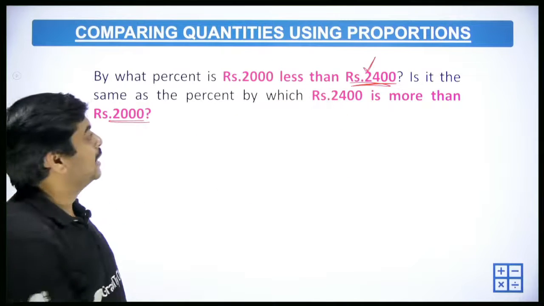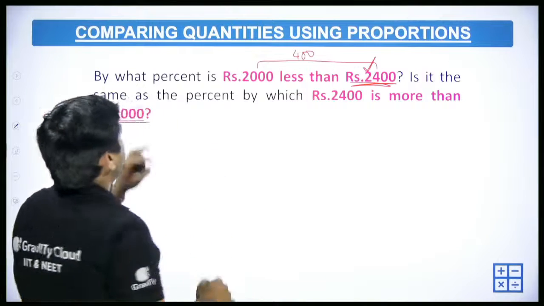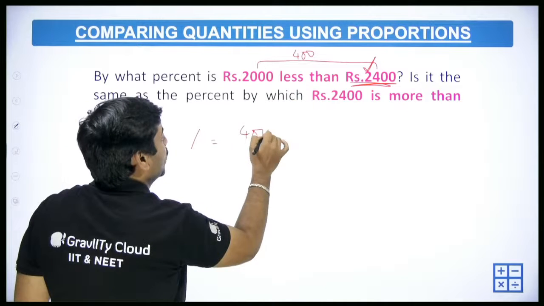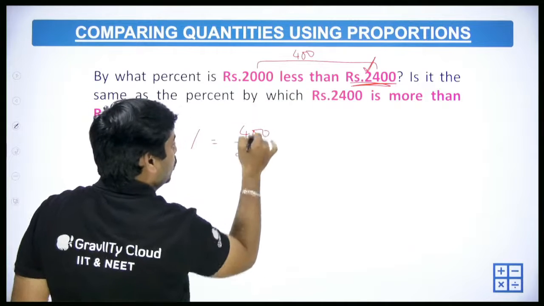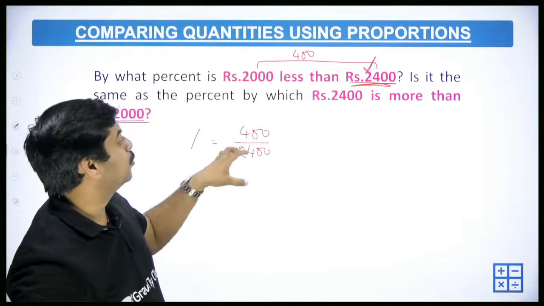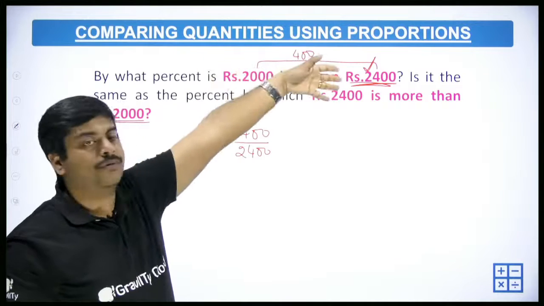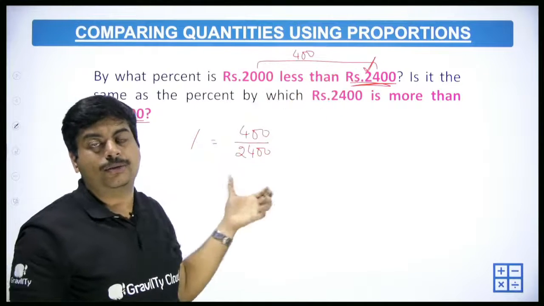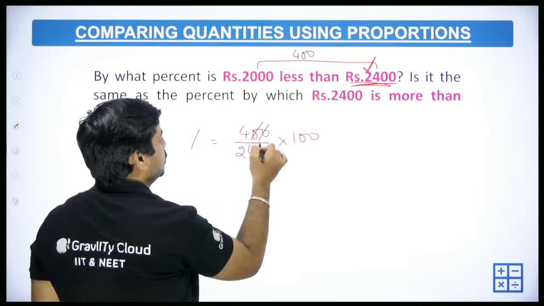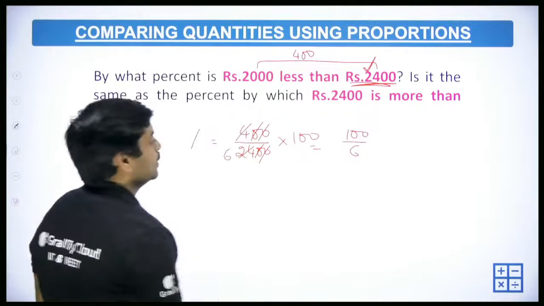So what is the difference of 2000 and 2400? It is 400. So by what percent means the change is 400. We are comparing with 2400, not with 2000. That is the only mistake you make: instead of taking 2400, you take 2000. See, we are comparing 2000 with 2400, so 2400 should be in the denominator, into 100. The zeros get cancelled. So it is 100 by 6.